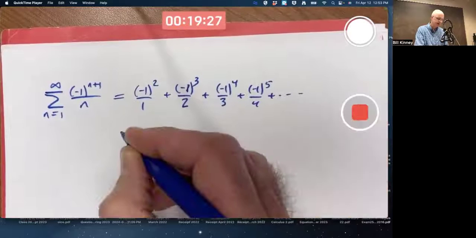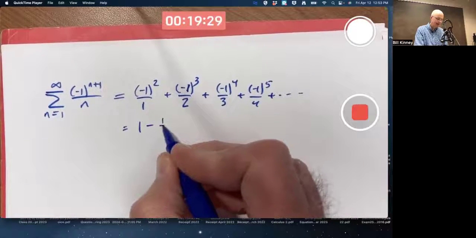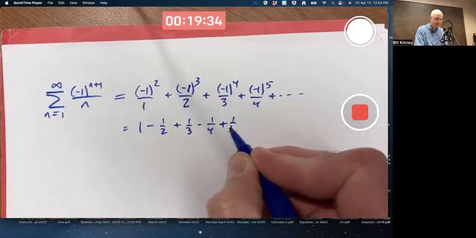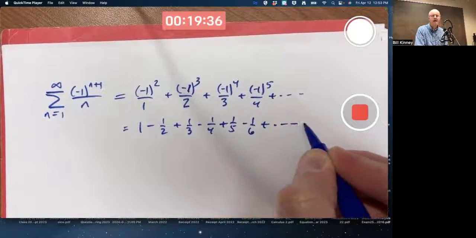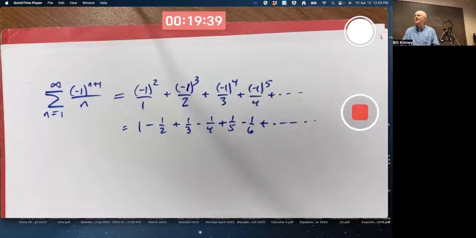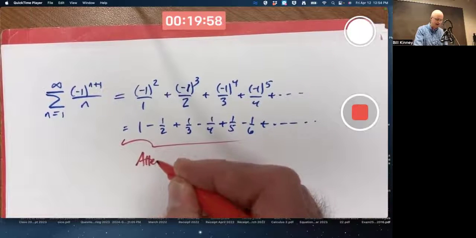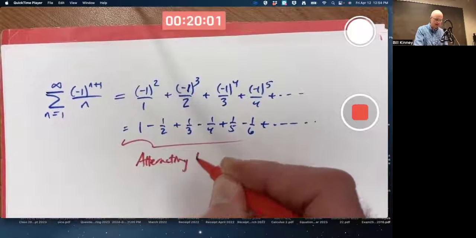If you simplify this, you get 1 minus a half plus a third minus a fourth plus a fifth minus a sixth, etc. That should look kind of familiar. If all those were plus signs, we even have a name for it. What was it called? It was called the harmonic series. But yeah, you're right, Daniel. This is called the alternating harmonic series.